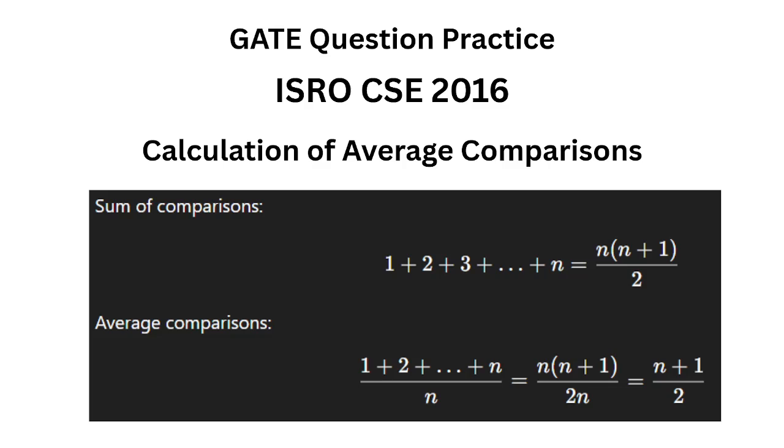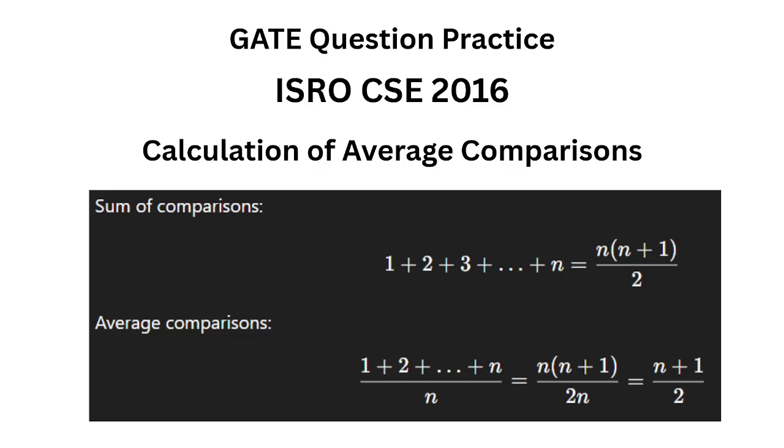So the average comparisons are 1 plus 2 plus 3 plus 4 up to n, divided by n. We know that the sum of the first n numbers is n into n plus 1 by 2. So the average becomes n times (n plus 1) by 2, divided by n. On simplifying, we get the final answer as (n plus 1) by 2. So this is the average number of key comparisons for a successful search.